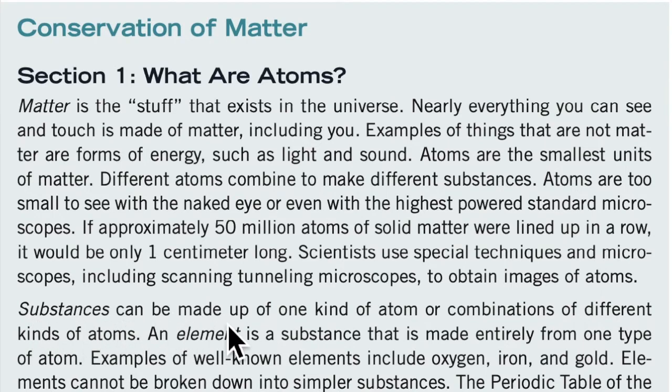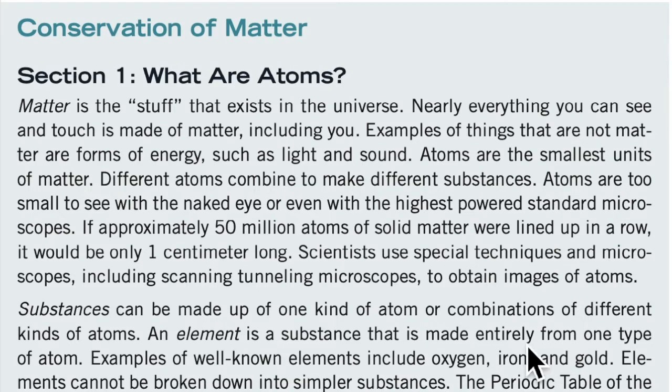Substances can be made up of one kind of atom or combinations of different kinds of atoms. An element is a substance that is made entirely from one type of atom. Examples of well-known elements include oxygen, iron, and gold. Elements cannot be broken down into simpler substances.